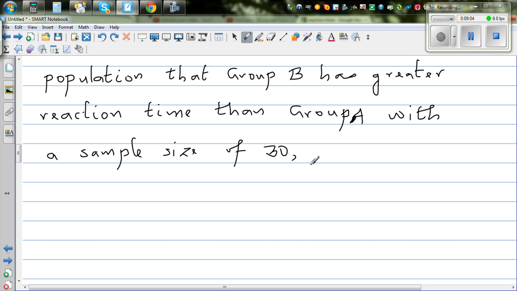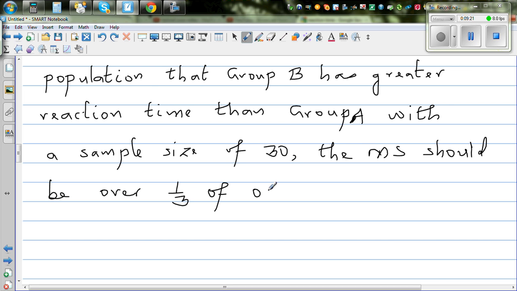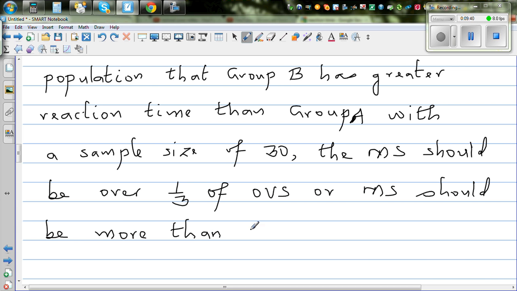this is very important. The median shift, I'll write in short, MS, should be over one third of the overall visible spread. This is the rule of overall visible spread. Or in terms of percentage, the median shift should be more than how much percent? One third as a percent should be more than 33 and one third percent of the overall visible spread.